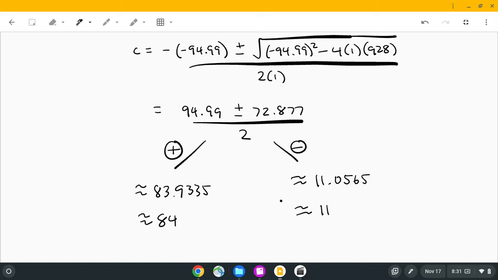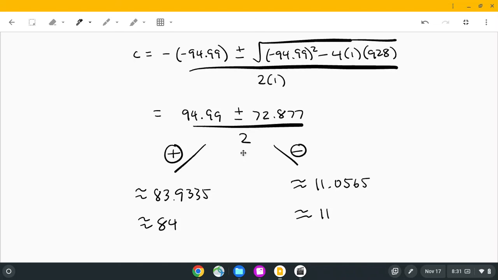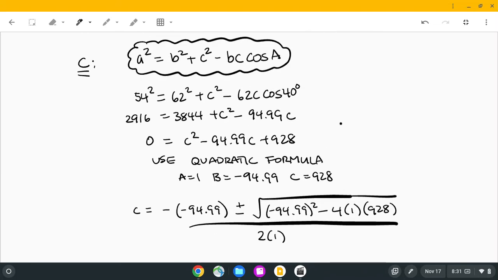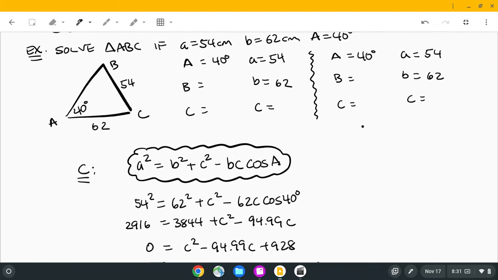All right, so we have two C values here. The first one we get is 84. And the other one we get, let me do that one in purple, is 11. So we get 84 for the first triangle and 11 for the other triangle. Now you just go ahead and solve each of these triangles.